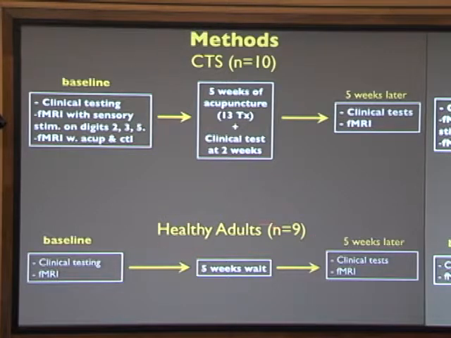And we also had a control group of healthy adults who do not have carpal tunnel syndrome. This was documented with clinical testing at baseline. They also performed the same exact fMRI evaluation. Then they sat around for 5 weeks, and we brought them back for clinical testing and fMRI after this 5-week wait period as well.